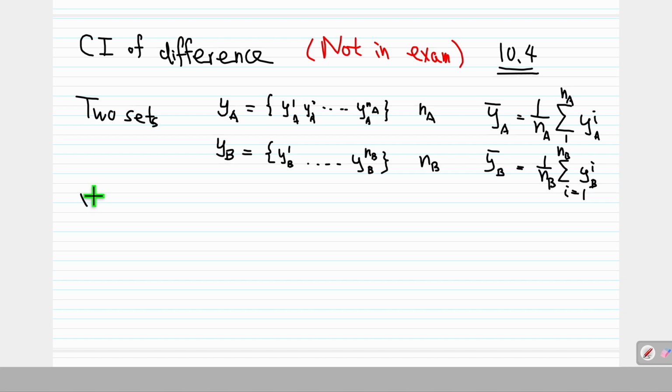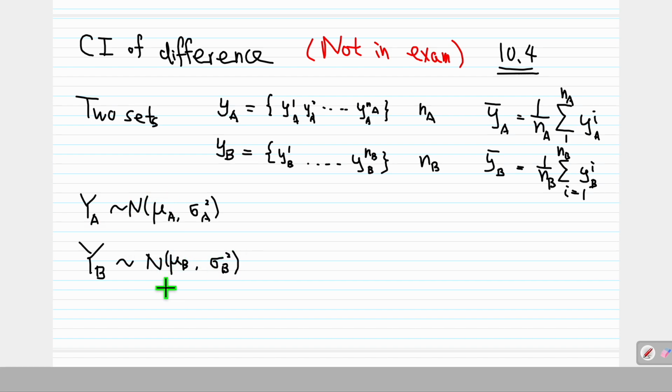So you believe YA is actually coming from a normal random distribution with mu A, sigma A, okay? And you believe YB is also another random variable with normal distribution mu B, sigma B. So we have two distributions. Now you want to find the difference. What's the difference? You want to look at mu A and mu B.